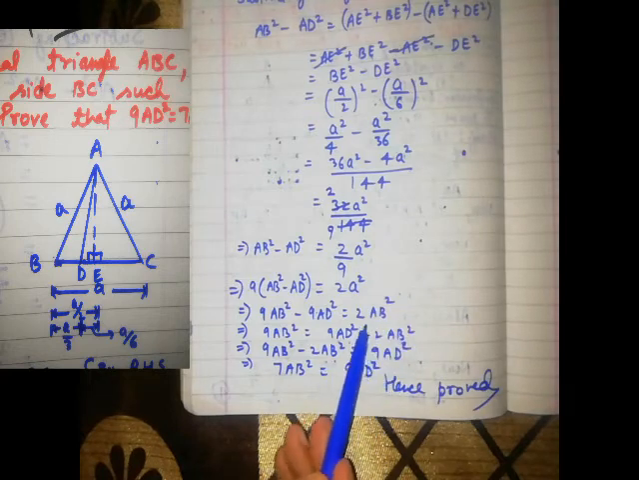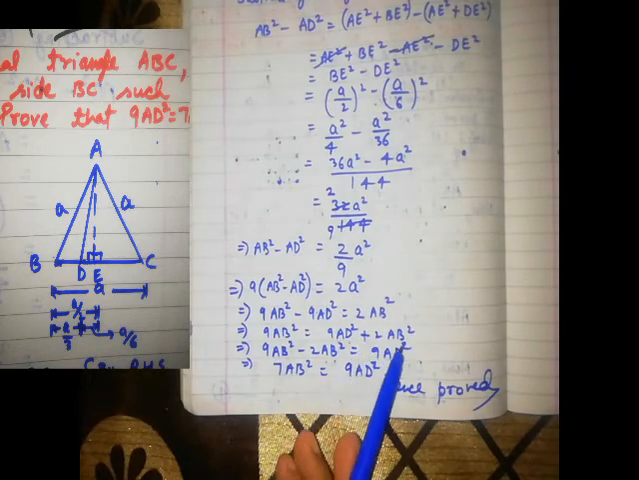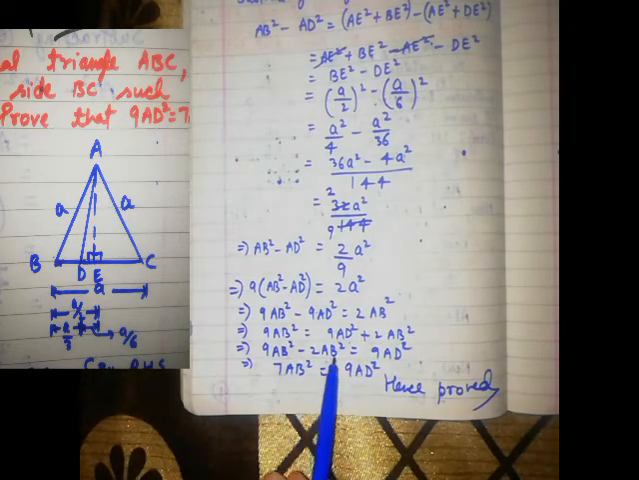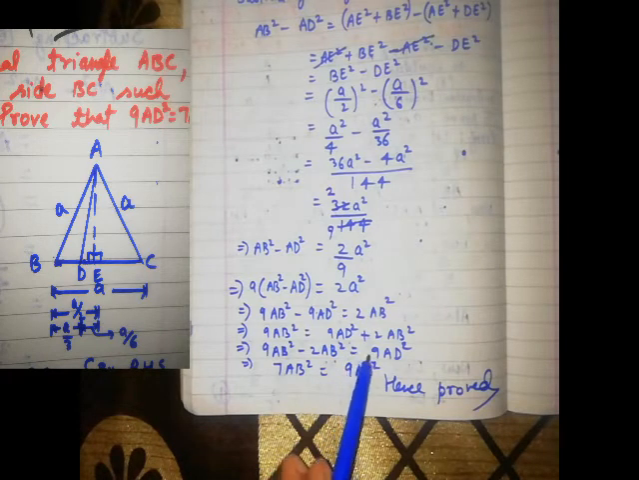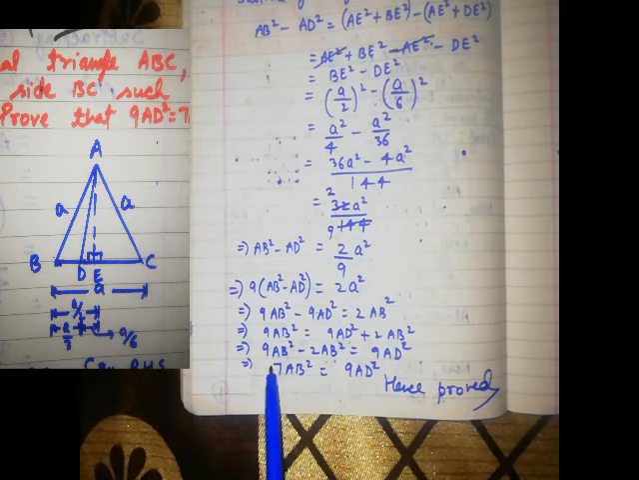After this we will shift this 2AB square to the left side and it will become minus 2AB square, and in the right side we have 9AD square only, and when we subtract 2AB square from 9AB square we get 7AB square, and in the right side we have 9AD square. This was to be proved, that 7AB square equal to 9AD square. In this way we have to do this question.